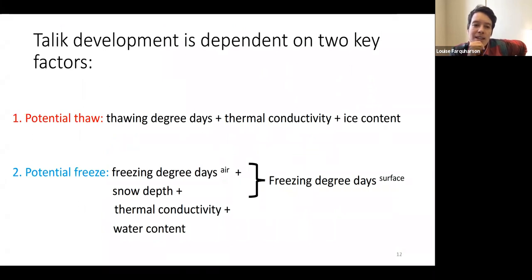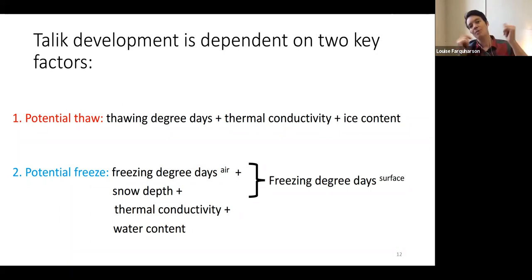So talik development seems to be dependent on two key factors. First, potential thaw, the depth of thaw in summer, which depends on thawing degree days, thermal conductivity of the ground, and ice content. And then winter freeze depth, which is due to a combination of freezing degree days of the air and snow depth, as snow acts to insulate the ground, and then thermal conductivity and water content also. So basically, when thaw exceeds freeze, we get the talik forming.